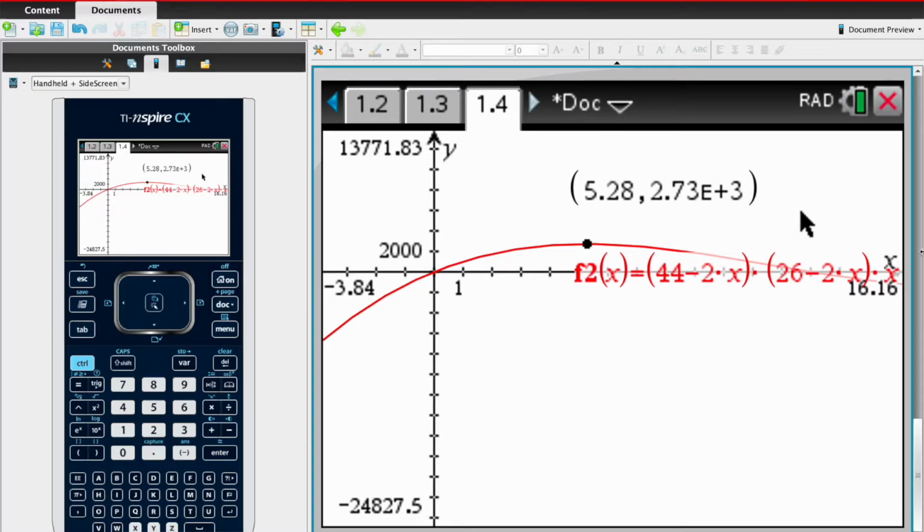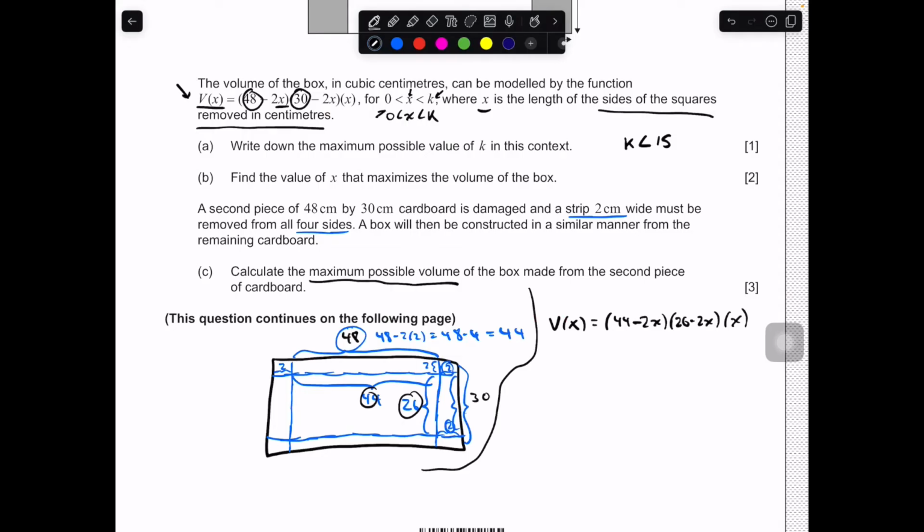Going back to the document, the maximum possible volume of the box occurs at 5.28, and the max volume is 2.73 times 10 to the 3. So remember, calculator gave us this, right? E. So we're saying e to the 3. What that means is, let's take 10 and raise it to an exponent of 3. So this is what we're looking for right here. 2.73 times 10 to the 3. Or 2.73, 1, 2, 3 hops, 2,730 if we want.